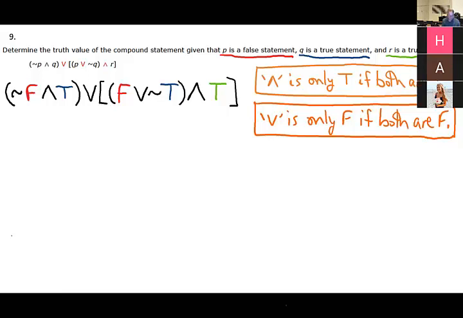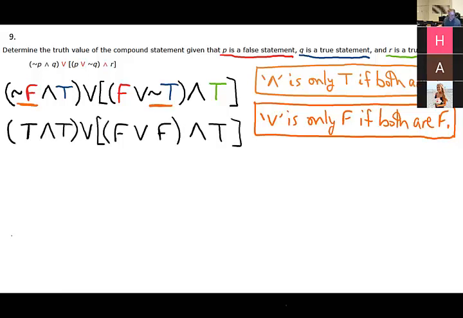And using exactly the same strategy we used before, anytime you see a tilde directly in front of a letter, you can flip it. So that not false becomes true, and that not true becomes false. So in your next step, you can just, and I would also say, don't try to do too much in your head. It's not going to kill you to write down your steps.